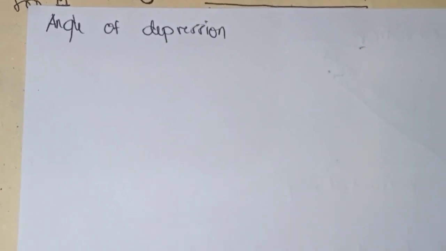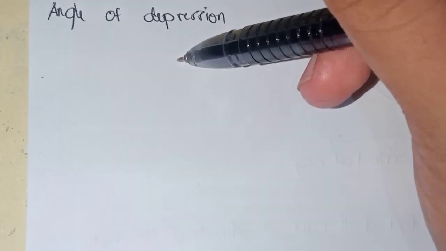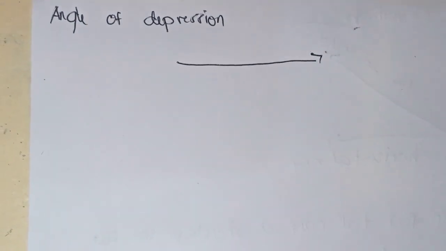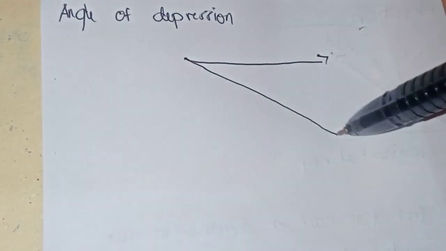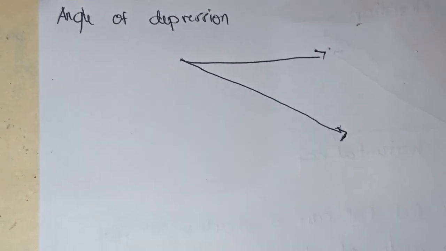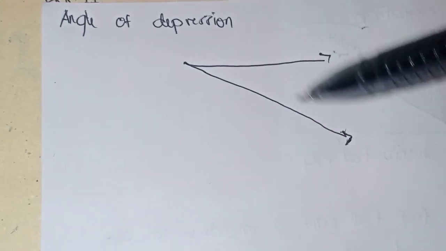Now I am going to illustrate the angle of depression. From the definition, it is the angle between the horizontal ray. So let's assume that this is our horizontal ray, and the line of sight from the observer to an object is at a lower level. So we'll connect it here at the lower level. So the angle of elevation is at a higher level, while the angle of depression is at a lower level.